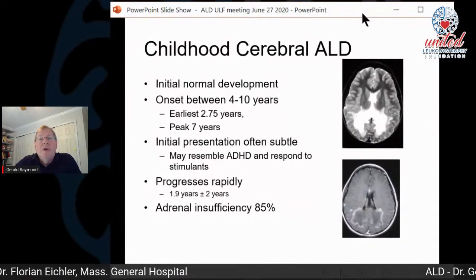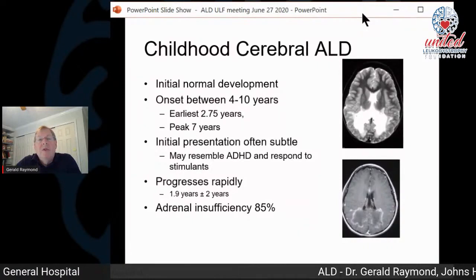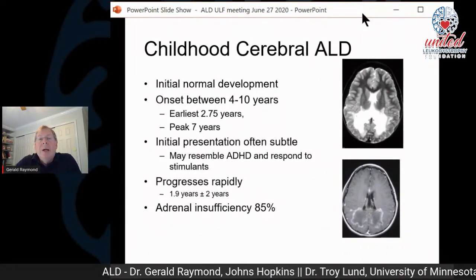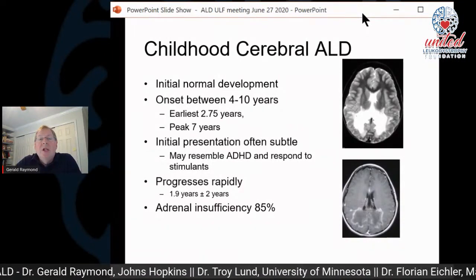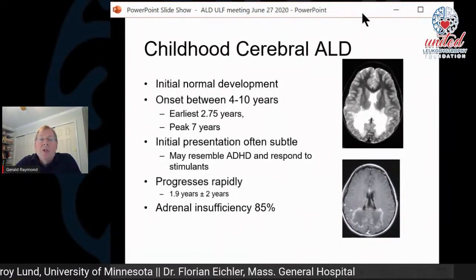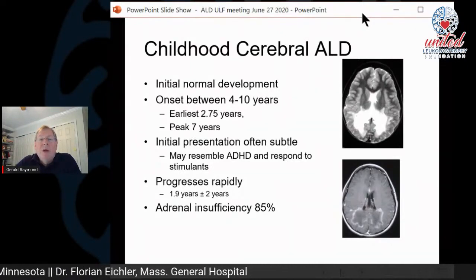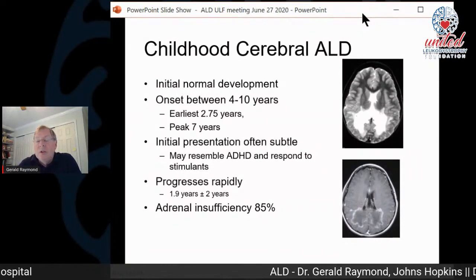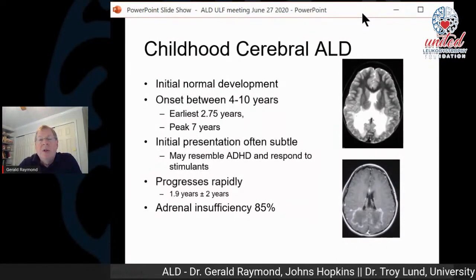Childhood adrenoleukodystrophy is what most people think of when they think of adrenoleukodystrophy. These are boys with initially normal development, and then somewhere between 4 to 10 years of age, they begin having subtle neurologic issues. And then unfortunately, it progresses very rapidly, with many boys dying within 1 to 2 years following the diagnosis. Adrenal insufficiency we see in about 85% of individuals.